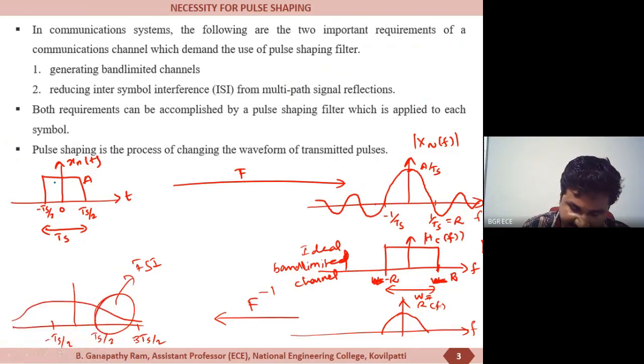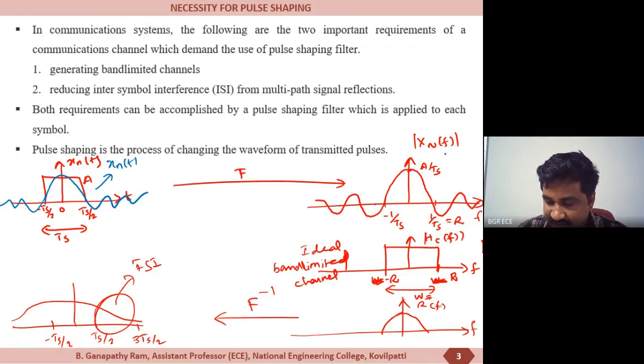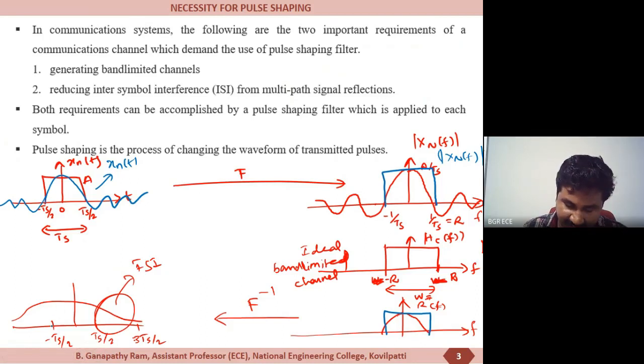if you replace this with a sinc function, if xn of t is considered to be a sinc function, then xn of f will be a rectangular function. Then the received signal will also have a similar square shape, and here we can exactly recover the sinc function.